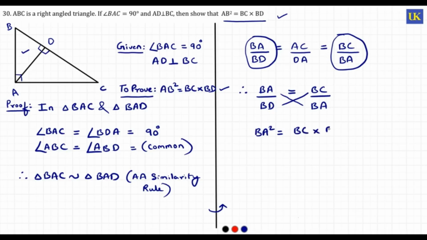BC into BD. Now you can keep the answer here only, or you can write like how they have given. Instead of BA, you can keep the answer here itself, it is totally fine. Or instead of BA, you just write AB. It is one and the same, guys. That is not a problem. So BC into BD, this is our final answer. So we have proved what they have asked us to prove. This completes this question.